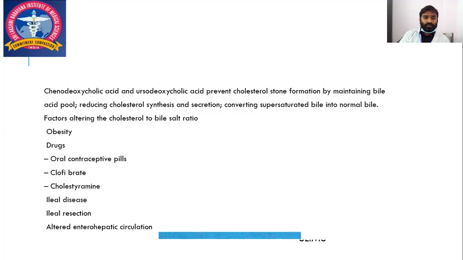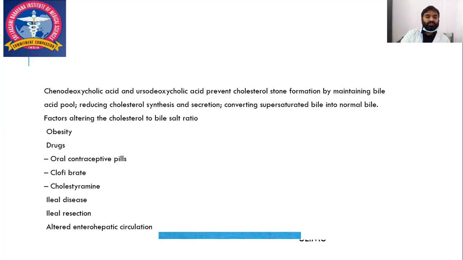Chenodeoxycholic acid and also ursodeoxycholic acid prevent cholesterol stone formation by maintaining the bile acid pool, reducing cholesterol synthesis and secretion, converting the supersaturated bile into normal bile.